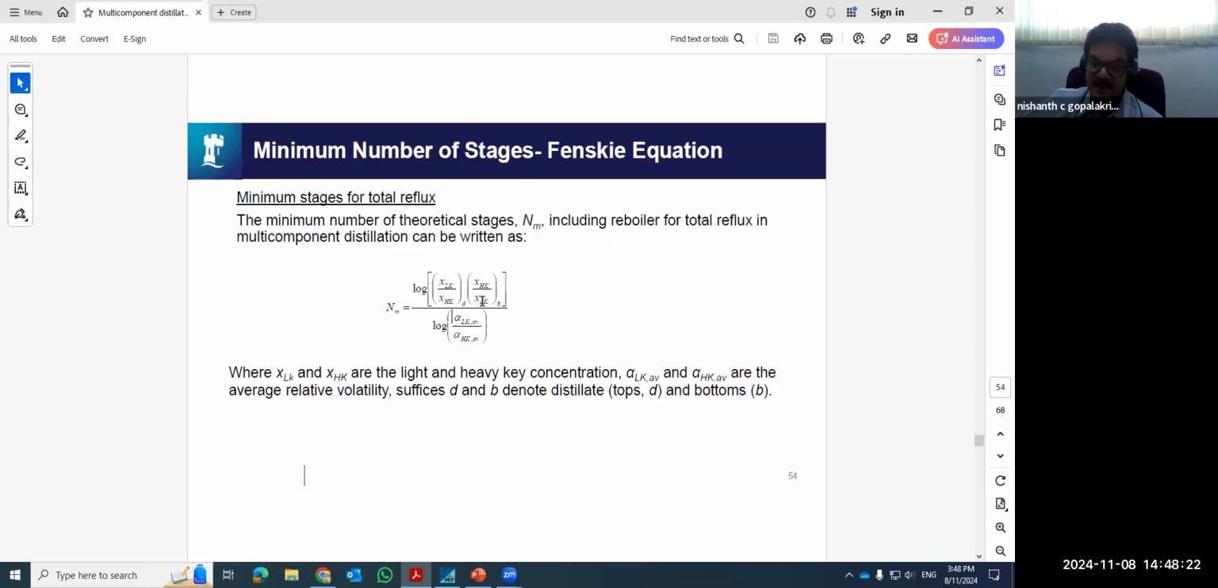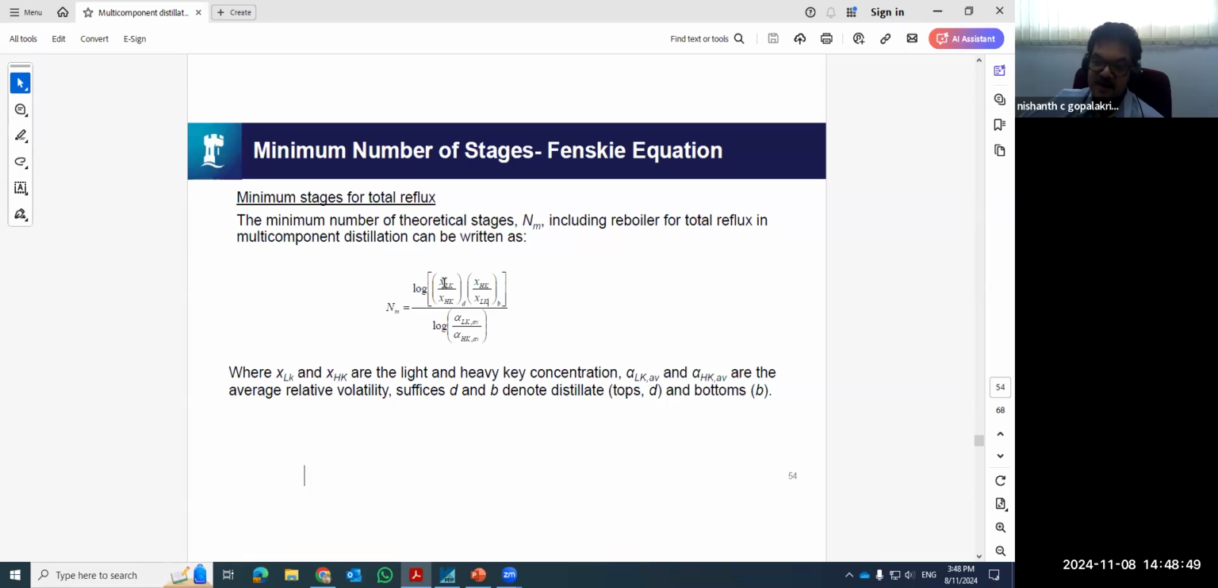But XLK at the bottom means the mole fraction of light key at the bottom. If the mole fraction of light key at the bottom is high, what it means is some of the light key, which is supposed to be at the top, also goes to the bottom, which means we don't need high purity. We only need low purity. So if we need only low purity, we only need less number of stages.